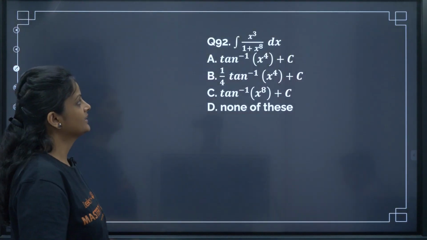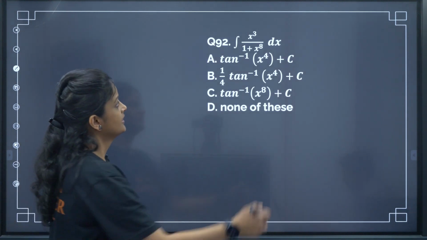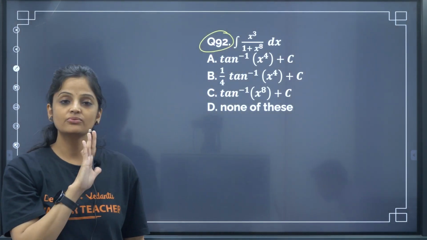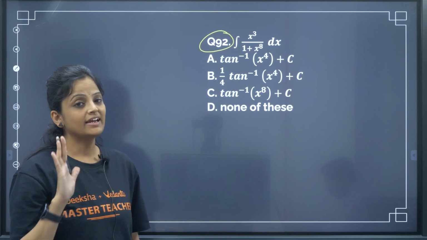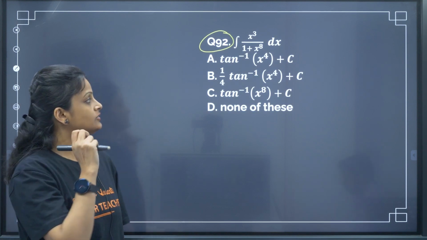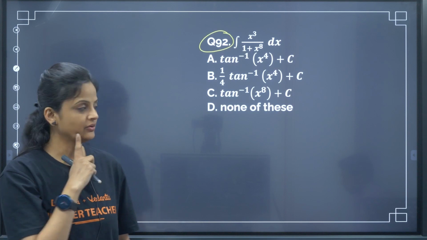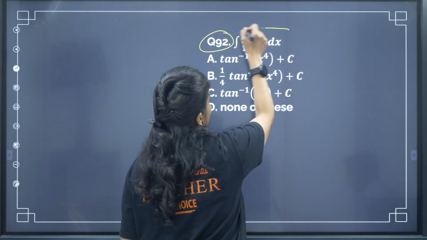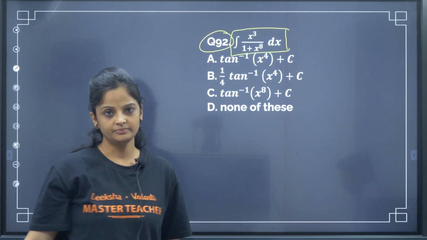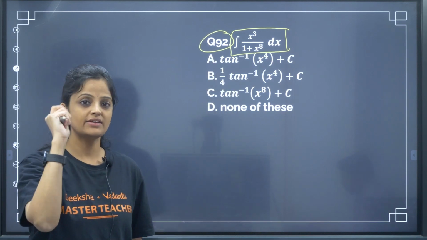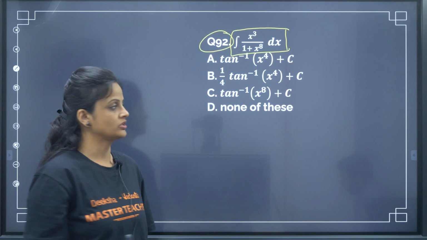Okay, let's see the next question. Question number 92, integration. Integration is very simple. Don't get scared. Many students will not attempt it at all, so I'll tell you one trick here. The first thing you have to do is check the question and check the options. The options give you the hint for the substitution, right?